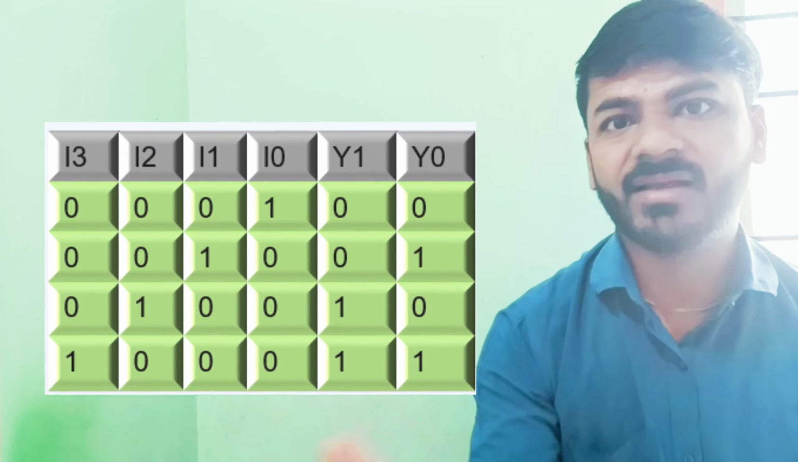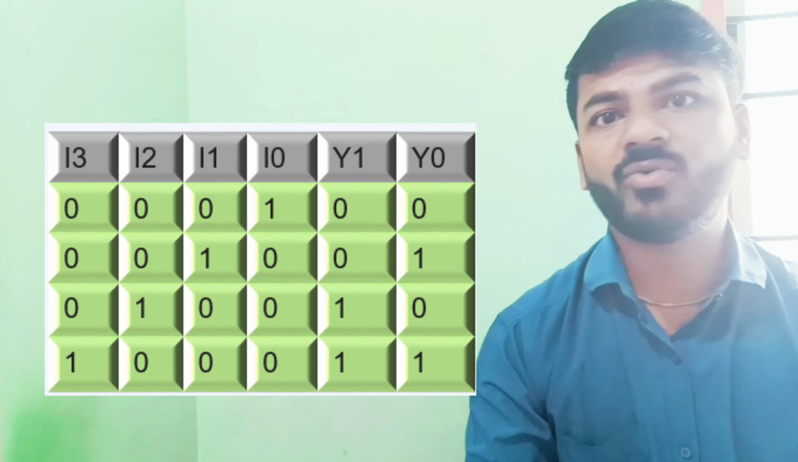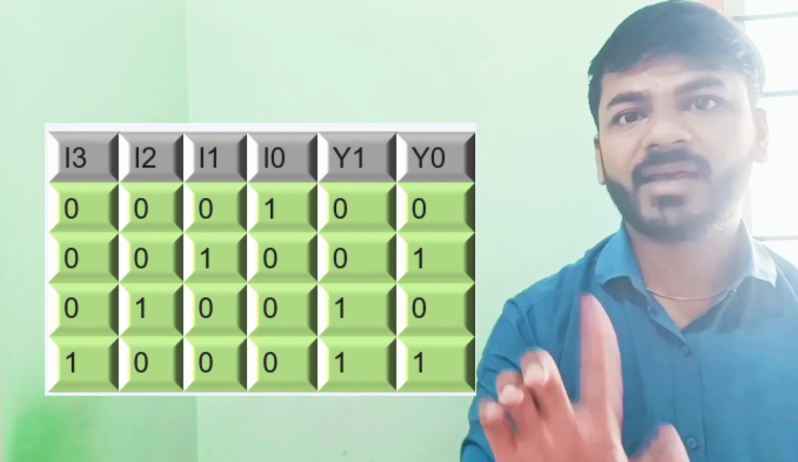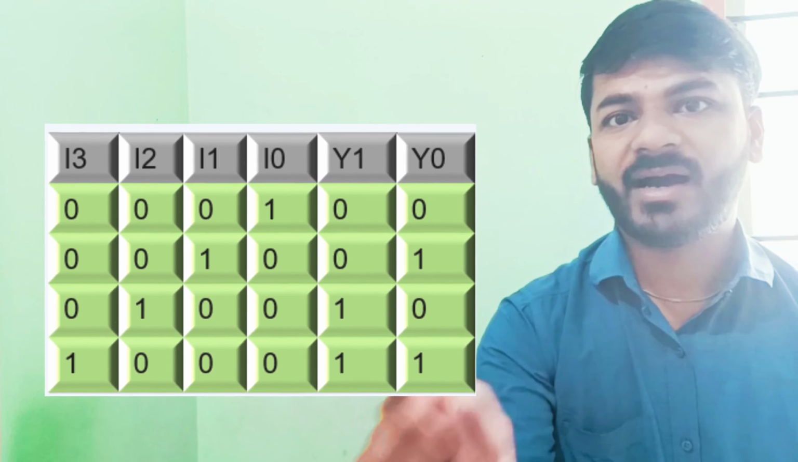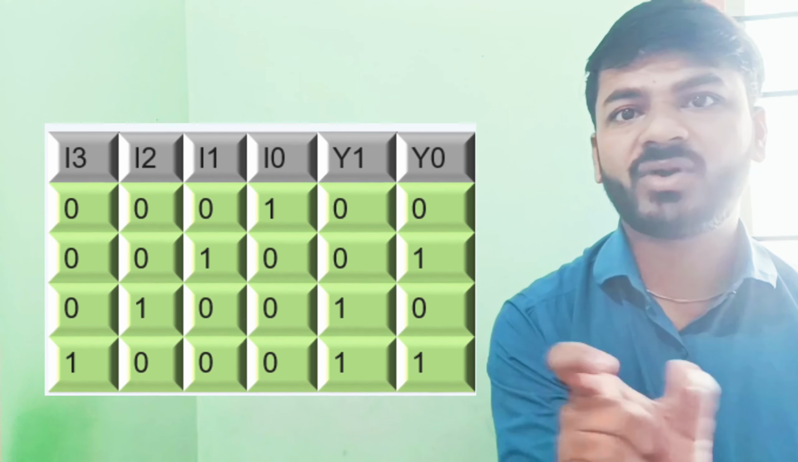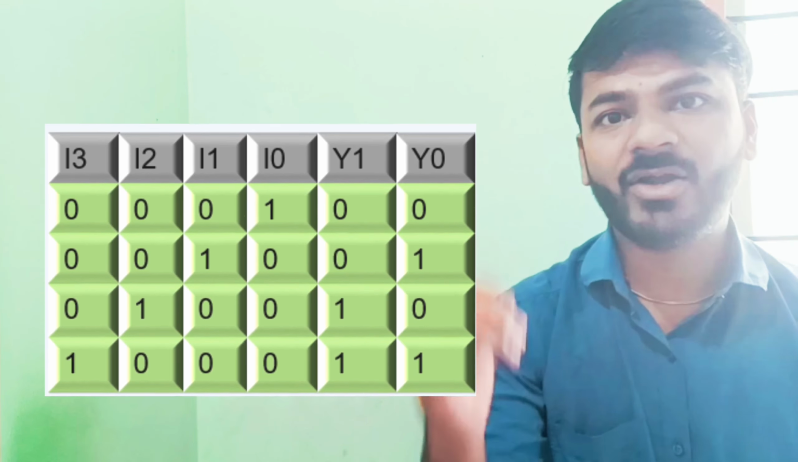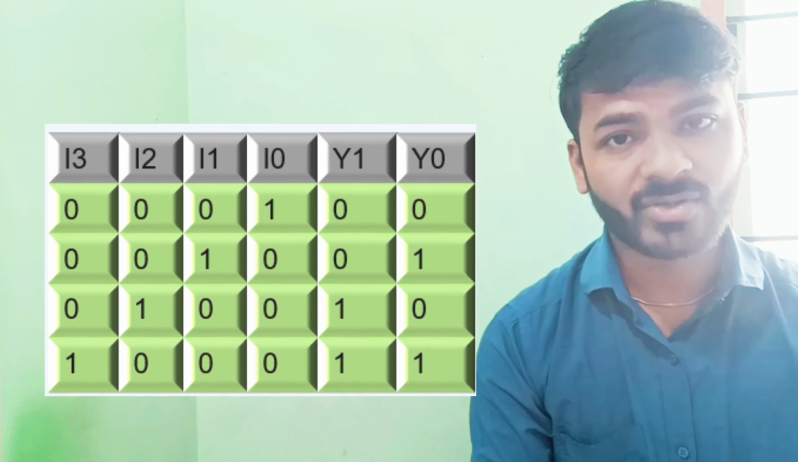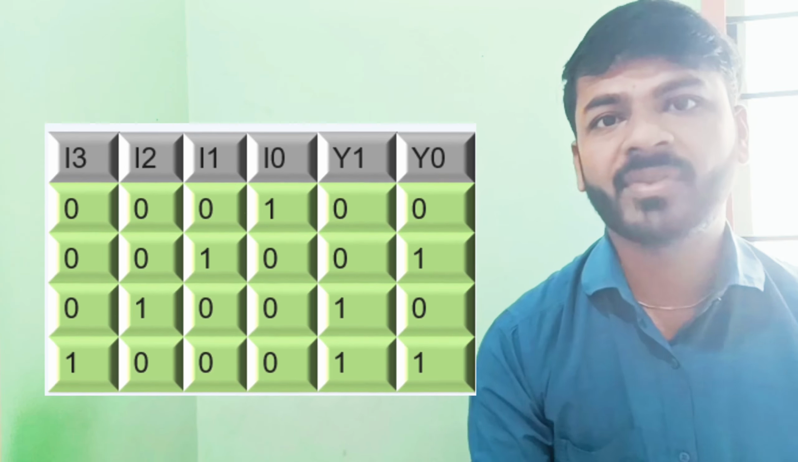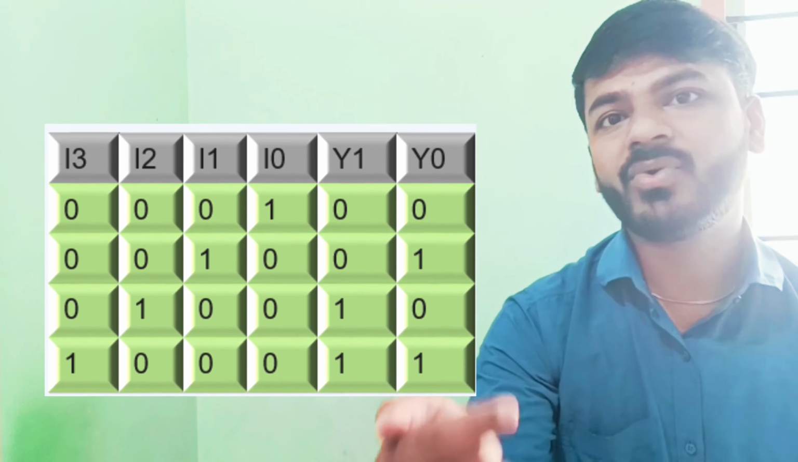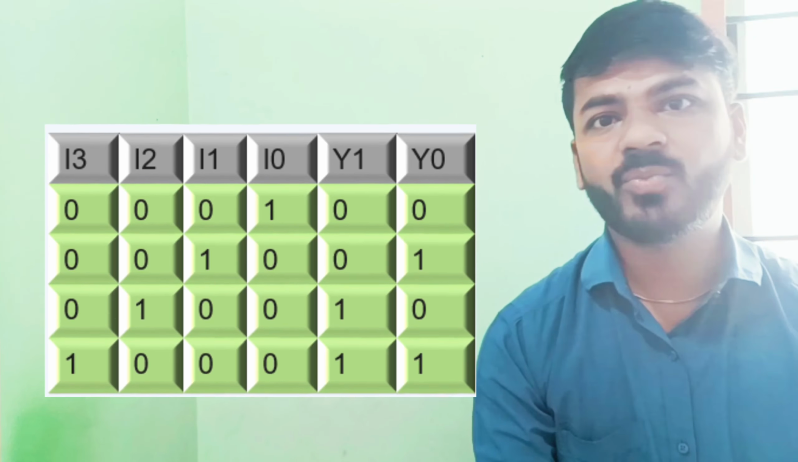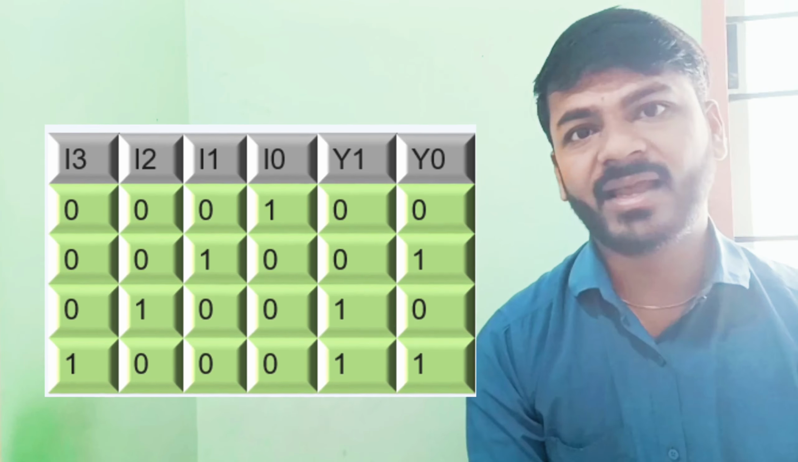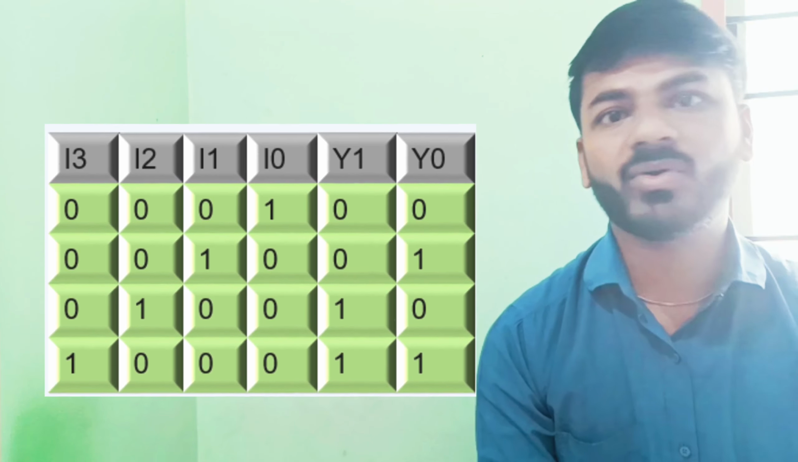4 inputs are there, that is I0, I1, I2 and I3, and outputs Y0 and Y1. As I told you, one of the inputs can be active at a time. So if my I0 is active, then you can see the outputs Y0 and Y1 both are low. You can see when input I1 is active, then output Y0 is high and Y1 is low. When input I2 is active, then output Y0 is low and Y1 is high, and when input I3 is active, at that time you can see the outputs Y0 and Y1 both are high.